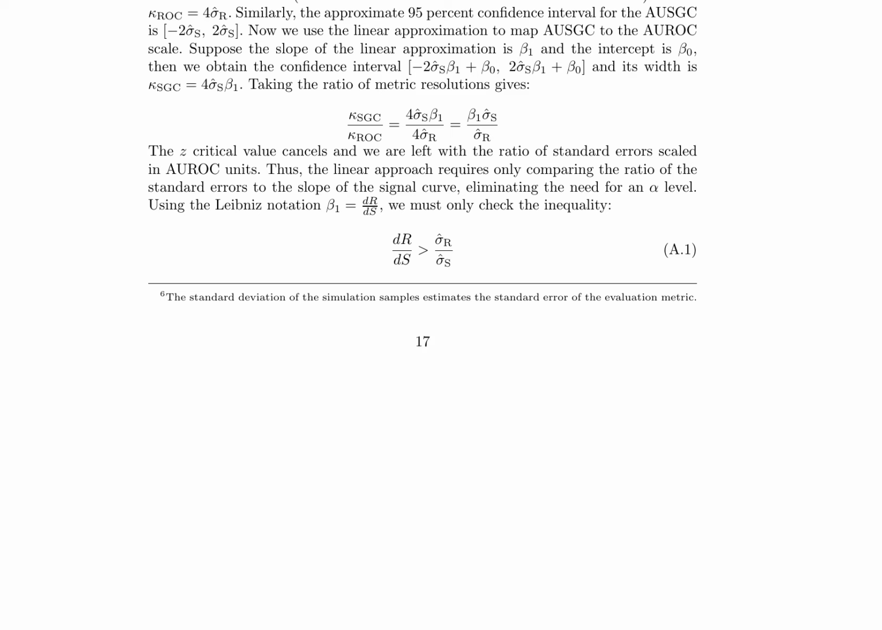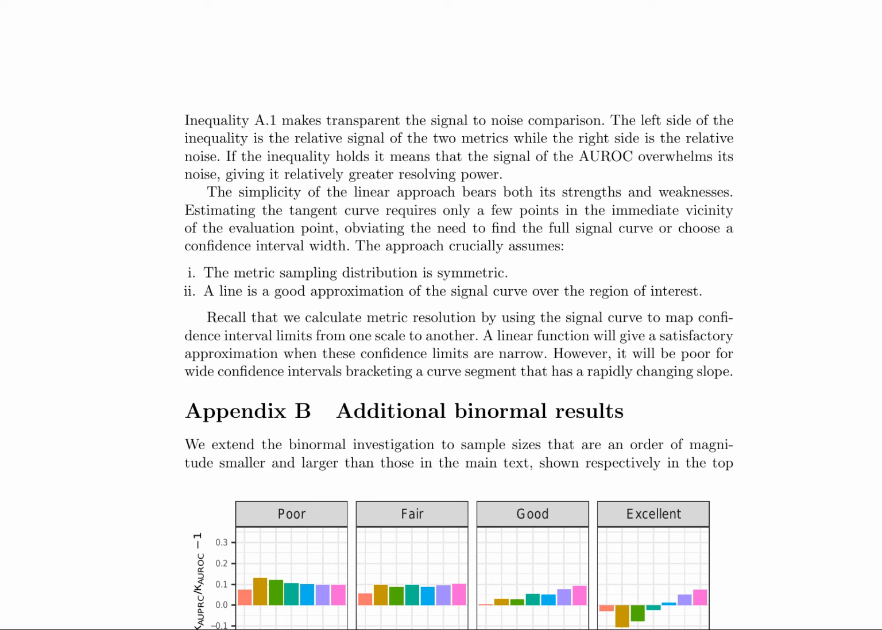Notably, the linear approach eliminates the need for an alpha level, and the resolving power of the AUSGC and AUROC curves can be determined by checking the inequality dR per dS greater than sigma R over sigma S, where dR per dS is the slope of the signal curve. This approach enables a direct comparison of the resolving power of the two metrics. The inequality in Appendix A.1 provides a direct comparison of signal-to-noise ratios for the AUROC and linear metrics, with the left side representing the relative signal and the right side representing the relative noise.